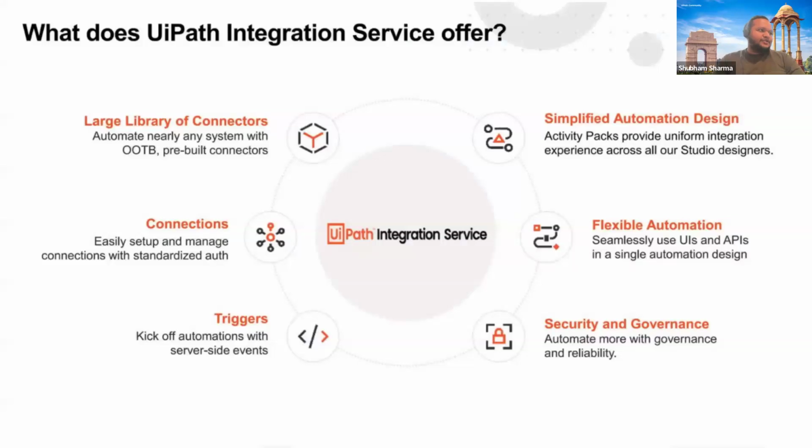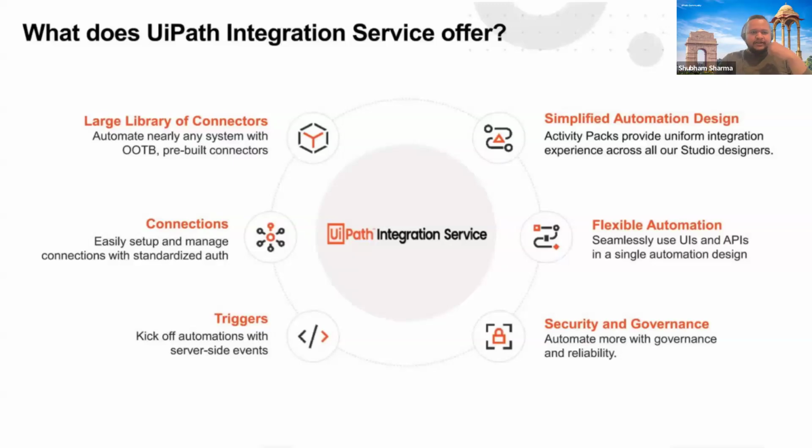What does Integration Service offer? It has a large library of connectors. As I've already told you, UiPath has a really nice catalog of pre-built connectors, and I'll be showing you those as well. We have connections. Connections are basically the connection between UiPath and that particular third-party application. We can check whether the connection is successful or failed, fix those connections, and create new connections with third-party applications. We have secure protocols for those connections as well.